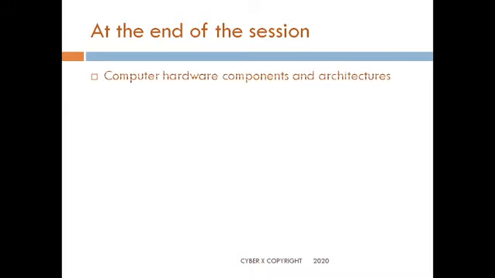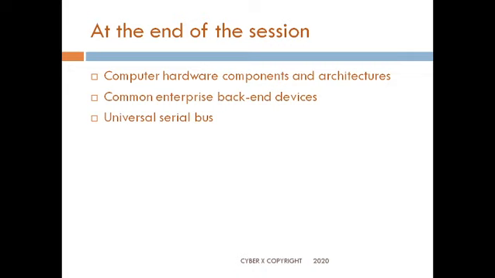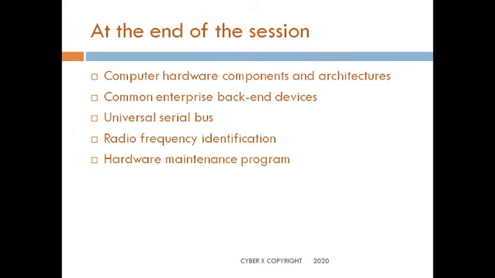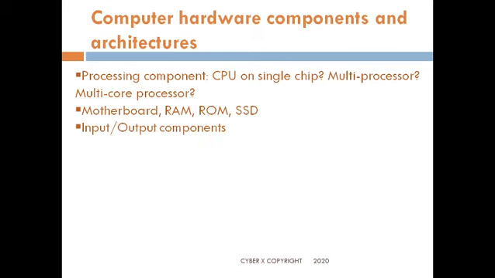At the end of this session we should be good enough to understand computer hardware components and architectures, common enterprise backend devices, universal serial bus, radio frequency identification, hardware maintenance programs and hardware reviews. You wouldn't see a separate section on hardware reviews because hardware maintenance programs have an extension of that, which is hardware reviews. So it talks about having a review of the hardware. We start with the first section, which is computer hardware components and architectures.